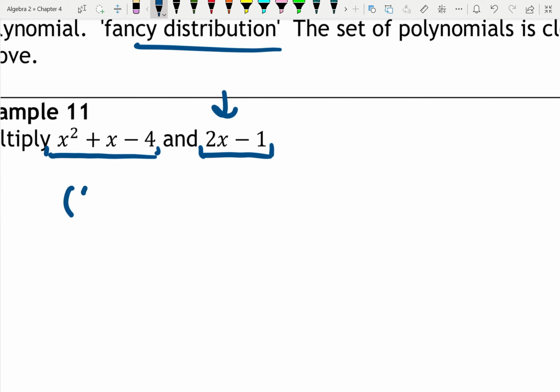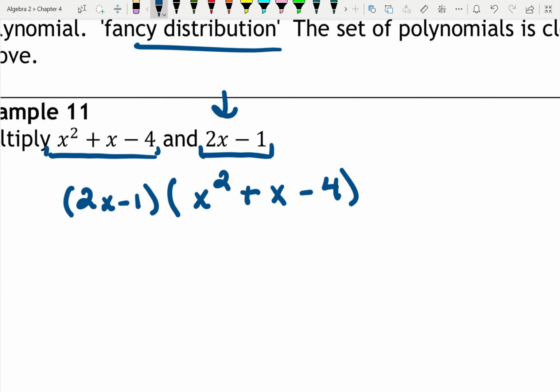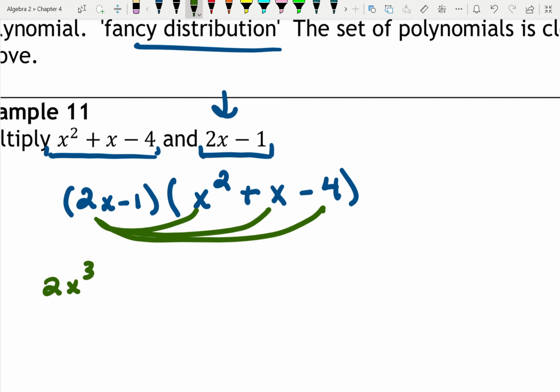So I'm going to put this one first because it only has 2 terms. So I'm going to say 2x minus 1 times x squared plus x minus 4. So we're multiplying those. The 2x gets distributed to all three pieces. So I'm going to have 2x cubed, that's from me distributing to the first piece, and then distributing to the second piece, I'm going to have plus 2x squared, and then lastly, 2x times negative 4 is going to be negative 8x.